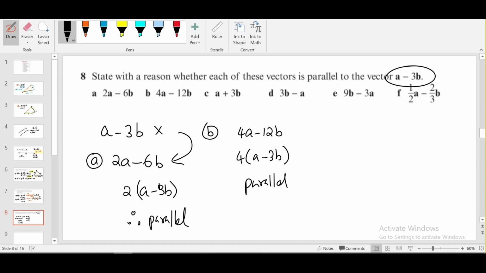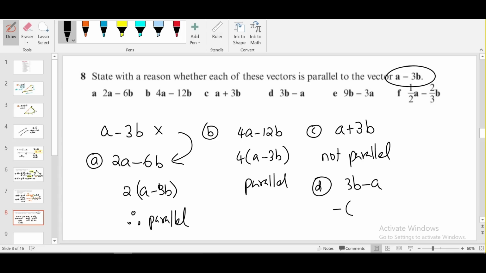How about c? a plus 3b. If you think you can just multiply by negative 1, it should be minus a. Yeah, then it's not parallel. D now. 3b minus a. Can take minus out, so you will get a minus 3b. Parallel, right? Yes. You are multiplying by a minus 1. It can be a negative number also.